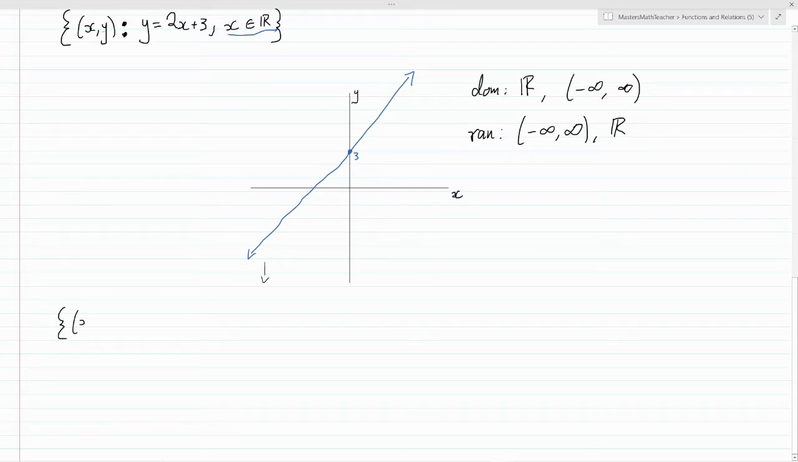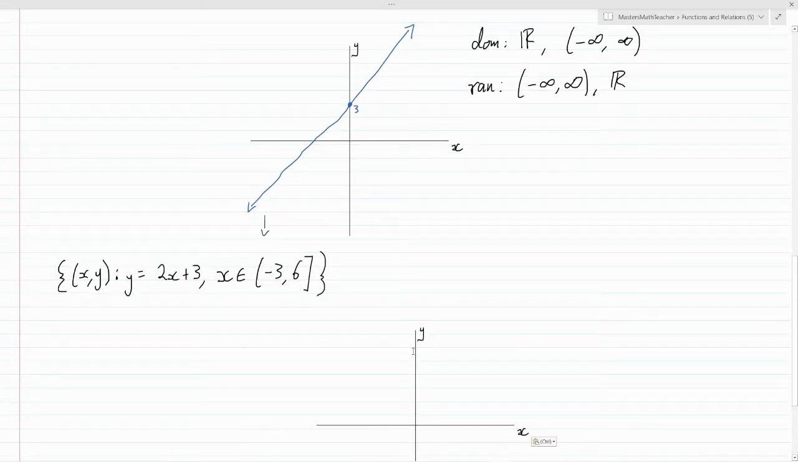So we're going to do a set of ordered pairs x and y such that y equals 2x plus 3. But this time, we're going to restrict the domain. So I'm going to say x is an element of (-3, 6]. Now remembering what those brackets mean, we're going to negative 3, but we're not quite reaching it, so that's going to be a hollow dot. And we are reaching 6, so that's going to be a solid dot because of the square bracket there. So what we do is we draw our graph.